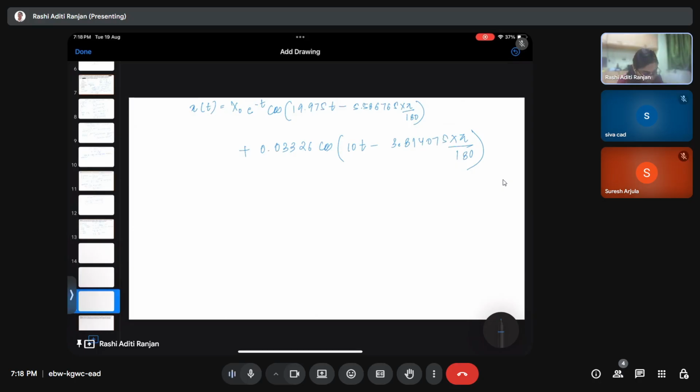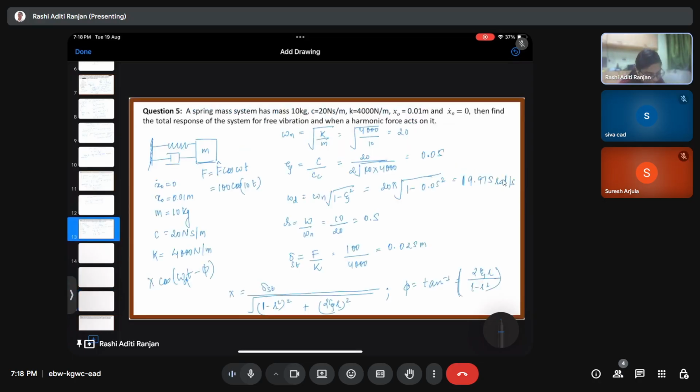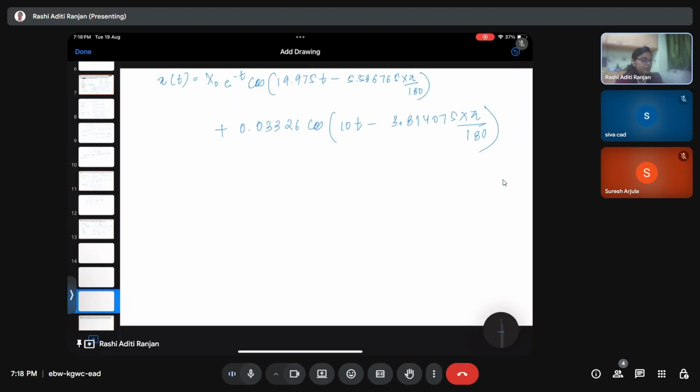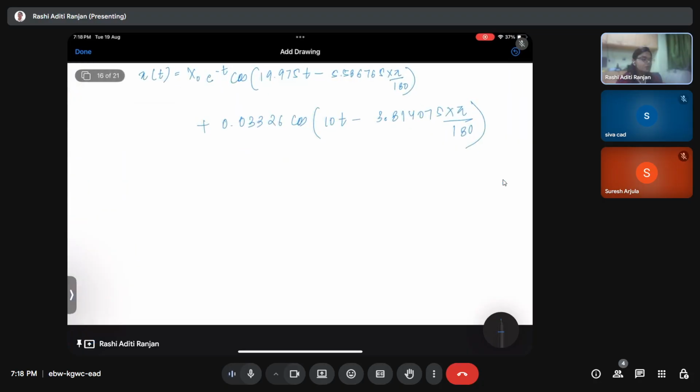Okay. Now the second part was we had to find out the response for free vibration and with harmonic force. So we have already found out the solution for when the harmonic force is acting, but now we have to find out the solution when no force is acting. Okay, so we have just given some initial condition to the system and we need to find out how the system is going to respond.